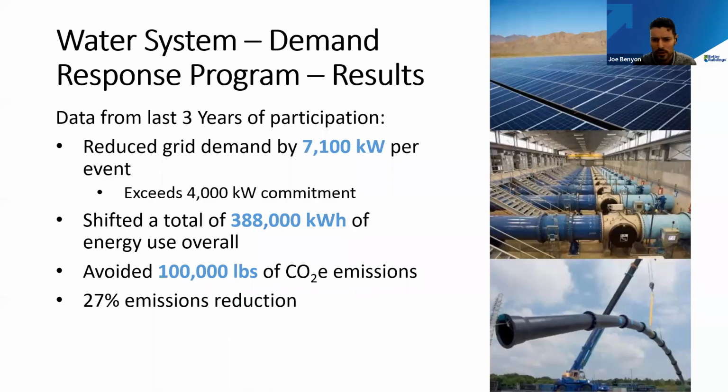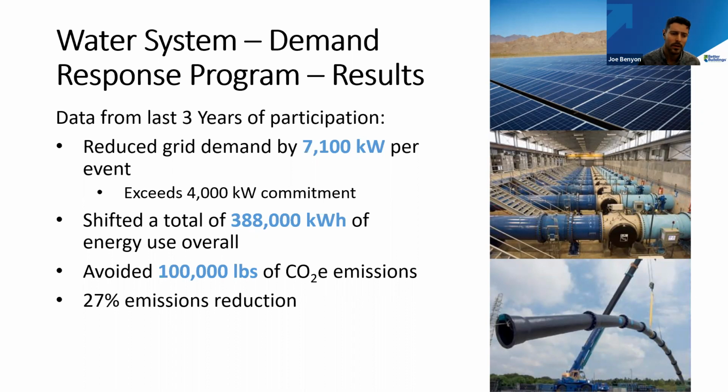So just to get to a little bit of the results from the data that we've collected for the last 3 years, we aim to offset 4,000 kilowatts per event to support our power system. And our data has shown that we average offsetting 7,100 kilowatts per event, which far exceeds our commitment each year.